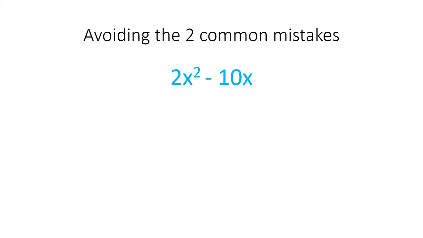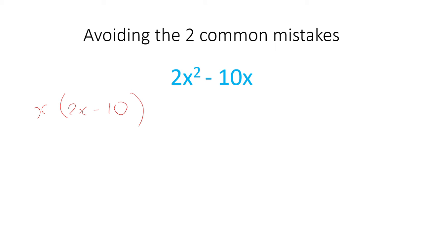Okay, let's look at the common mistakes involved in factorization. The first thing is looking at 2x squared minus 10x and thinking, well, x is common to both, so let's take out an x and open up a bracket. What do I multiply x by to get to 2x squared? Well, that's going to be 2x, and x to minus 10x is going to be minus 10.